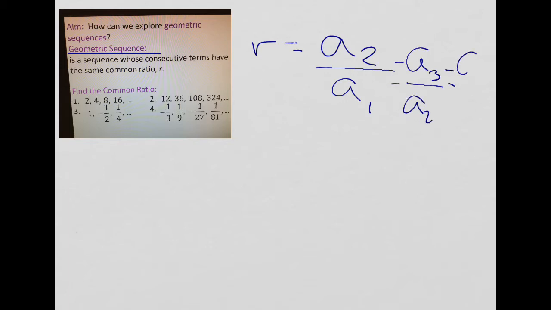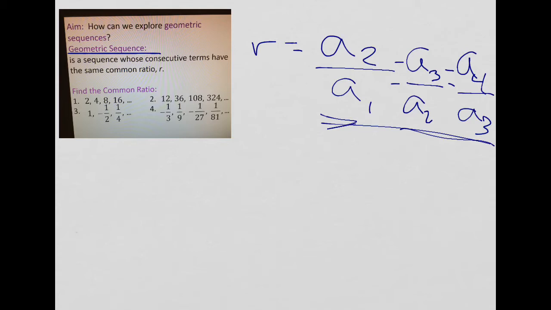So the way in which we would find r is to find a sub 2 over a sub 1, or a sub 3 over a sub 2, a sub 4 over a sub 3. It has to be consistent, okay? In order for it to actually be called a common ratio, it has to be the same ratio throughout the whole sequence. It can't just work for the first two terms and not the other ones. Okay, it's got to work for the whole thing.